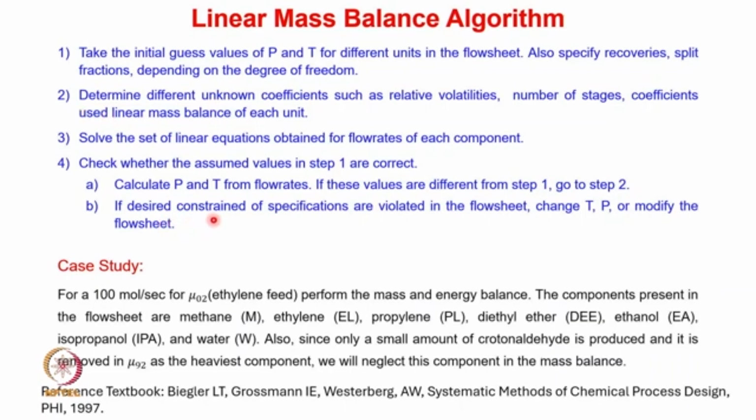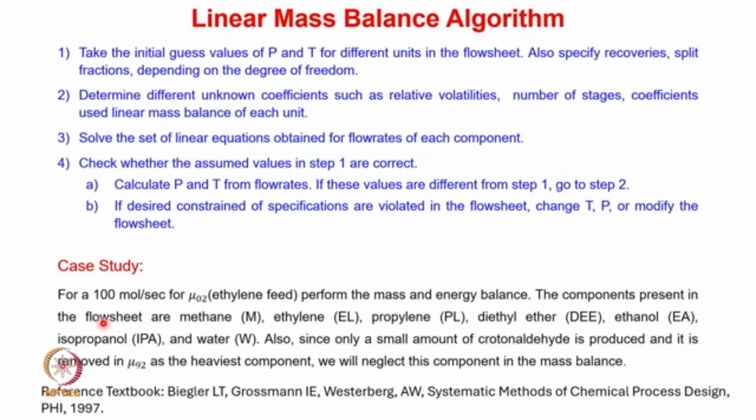If the desired constraints or specifications are violated, then we have to change the temperature and pressure, and solve this entire procedure one more time. Okay, so we can appreciate these concepts if you look at one simple example. In this case, let us take an example of the same case study which we have seen in the preliminary flow sheet design.